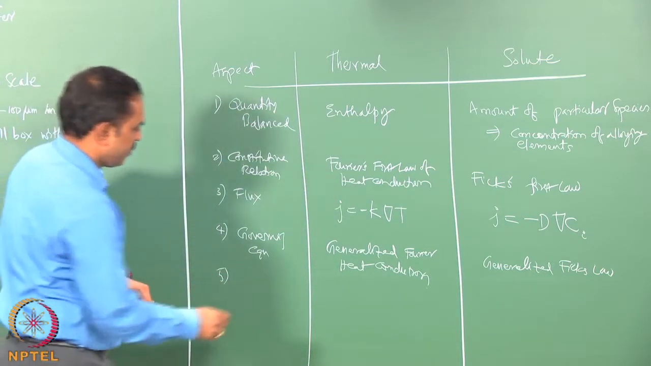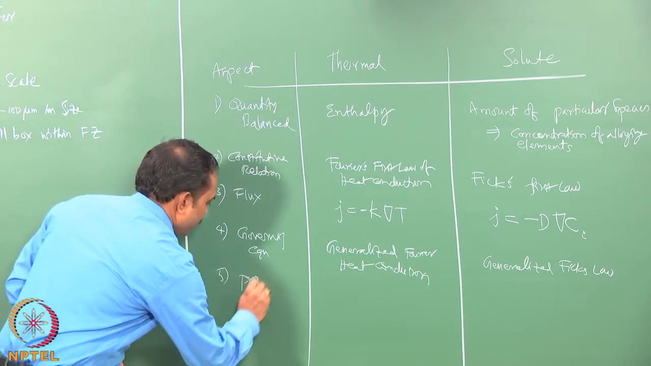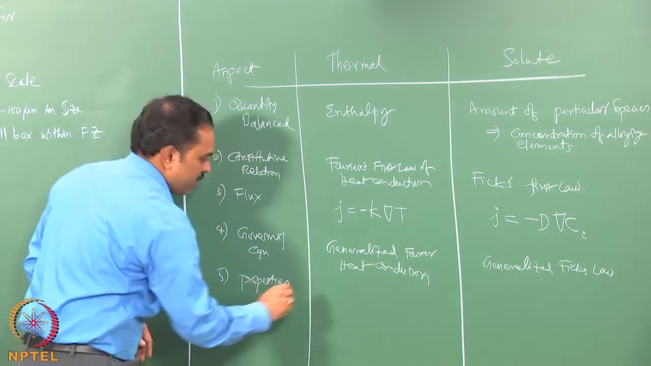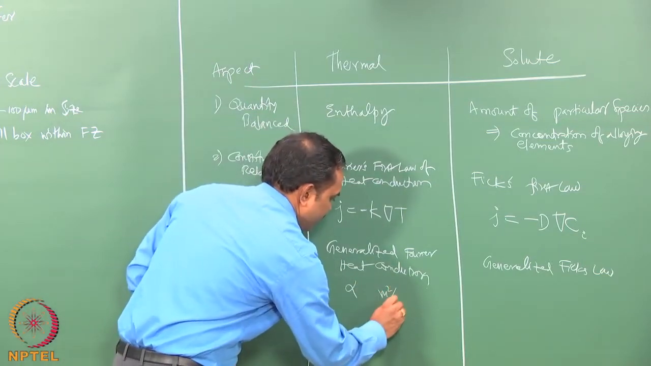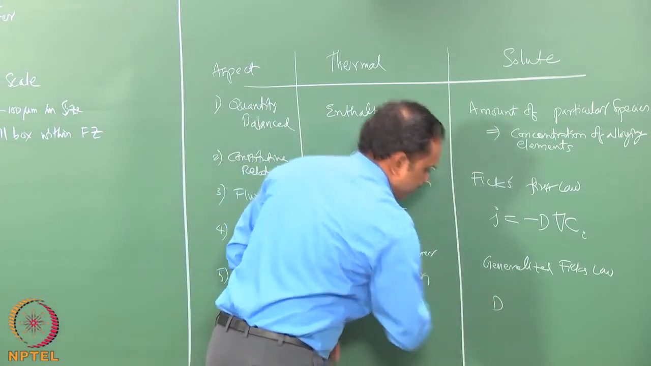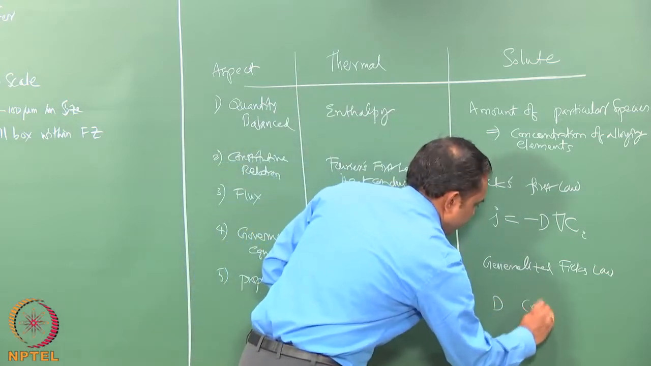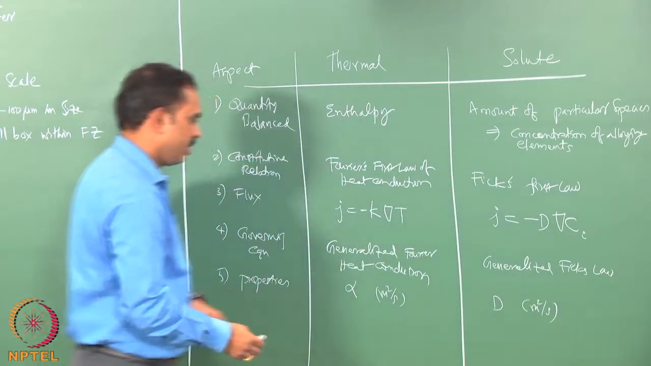And the parameters, the properties that are playing a role here: in this case it is thermal diffusivity, which is in meter square per second, that will play a role. In this case it is the diffusivity D, which is again meter square per second, which is playing a role.